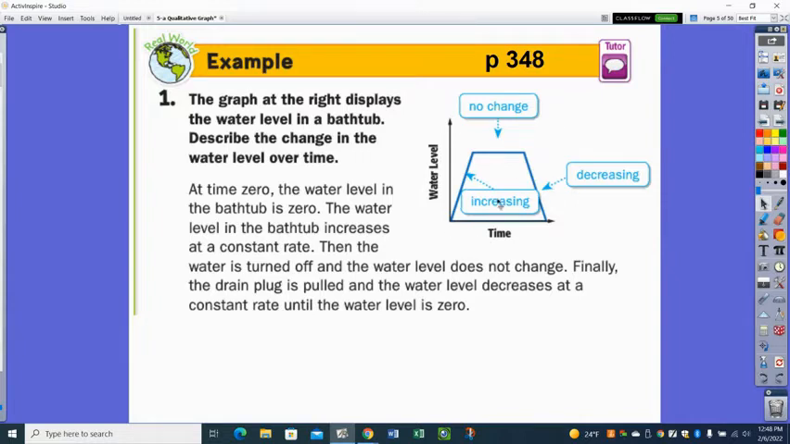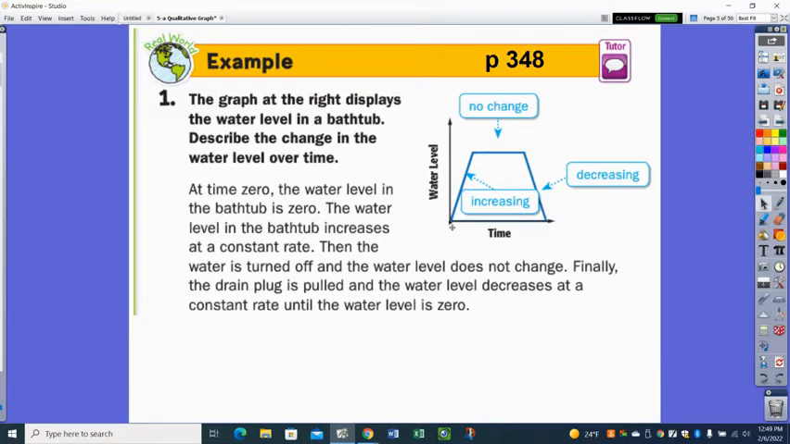And what we want to do is describe what's happened over time. So even though there are no numbers, as you move to the right, time is going by. And as you move up, the water level is getting higher. Okay, so right here is where we start. And at 0 time, there's no water in the tub. Well, there's no water in your tub, probably at home either.